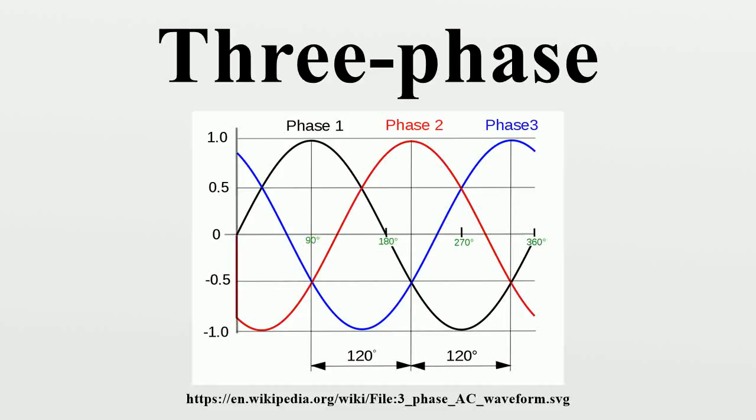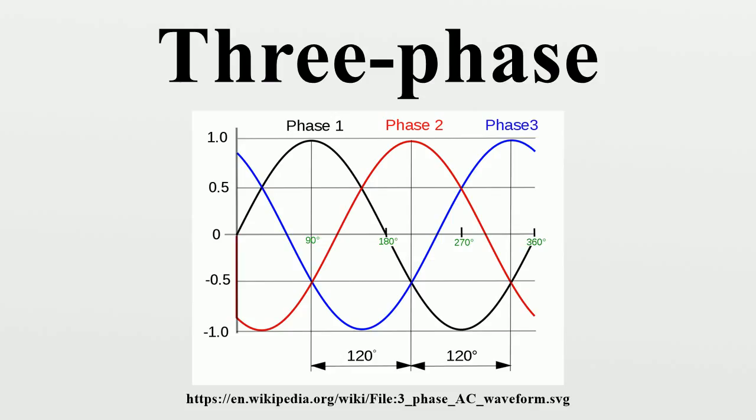In electrical engineering, three-phase electric power systems have at least three conductors carrying alternating current voltages that are offset in time by 1/3 of the period. A three-phase system may be arranged in delta or star.